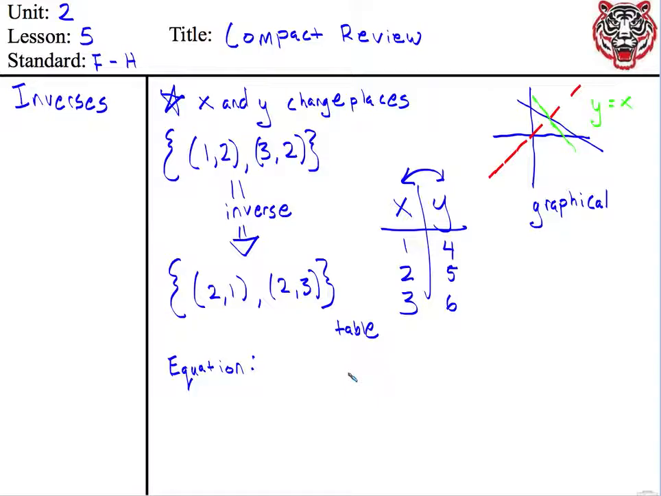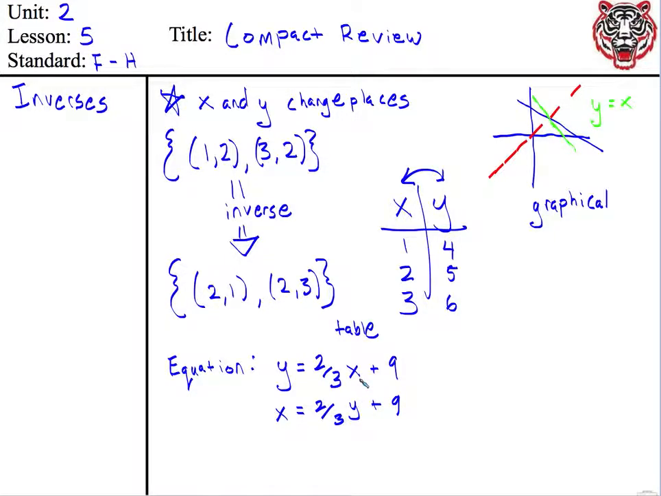So equation, say I gave you the equation y equals 2/3 x plus 9. All right, literally use the same definition. X and y change places. You change the places of x and y, so this now becomes x equals 2/3 y plus 9, done. That's all you had to do.